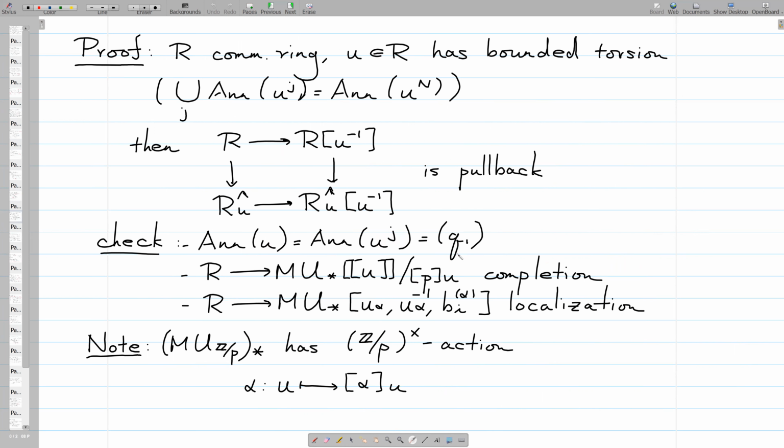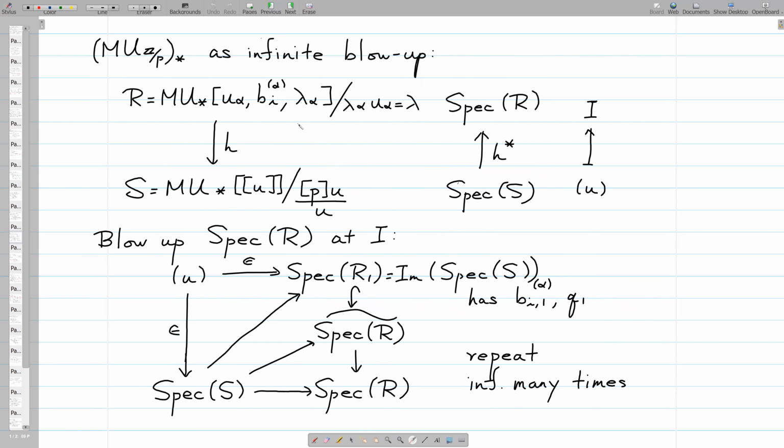Okay, so that's the Z mod P story. I guess one thing I want to mention is that this ring has a canonical Z mod P cross action, namely because it has a Z mod P cross action on all the other 3 corners, where U goes to the alpha series on U down here, and it permutes the U alphas in the geometric fixed points. Okay, let me talk a little bit about MU Z mod P star, what does it look like?